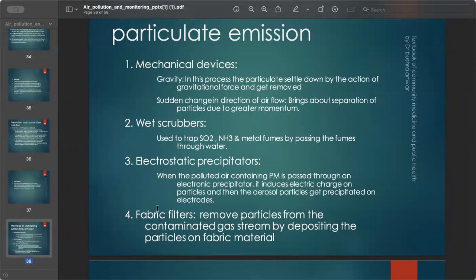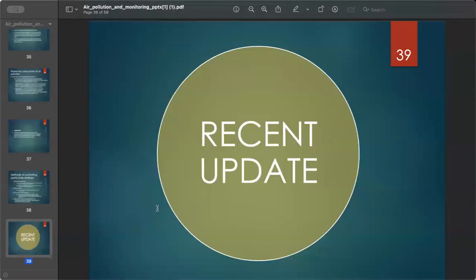Electrostatic precipitators: when the polluted air containing particulate matter is passed through an electrostatic precipitator, it induces electric charge on particles, and then the aerosol particles get precipitated on electrodes. Fabric filters remove particles from the contaminated gas stream by depositing the particles on fabric material.